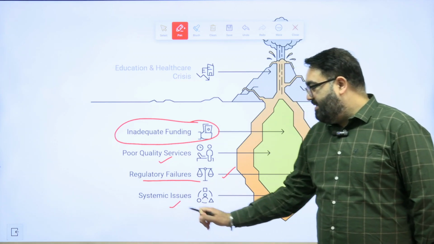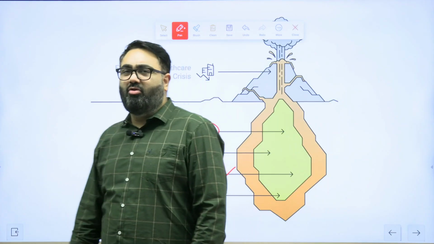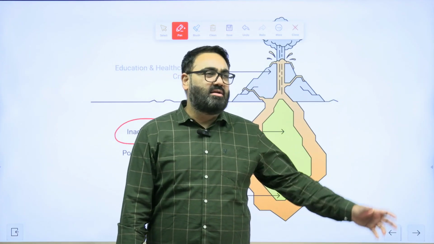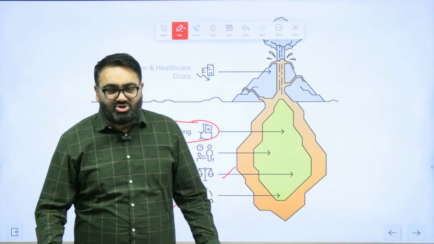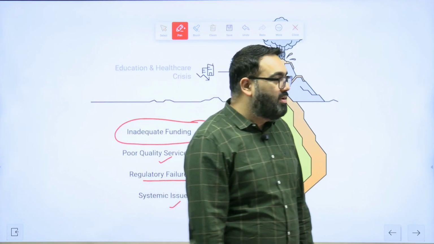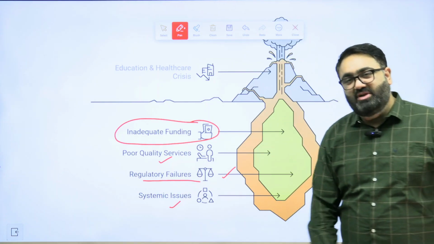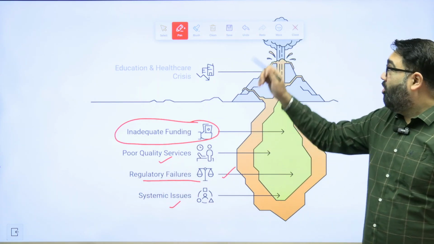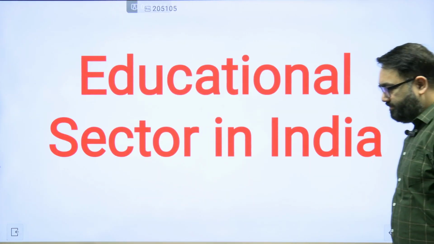And there are systemic issues, meaning long-term issues that you cannot resolve overnight. Like, as I said, the dropout rate of girls. It's not something that you can just resolve overnight. There's a long-term policy that has to be implemented and it has to be stuck to in the long run to have the result. All these are issues that we are facing in education and healthcare sector.